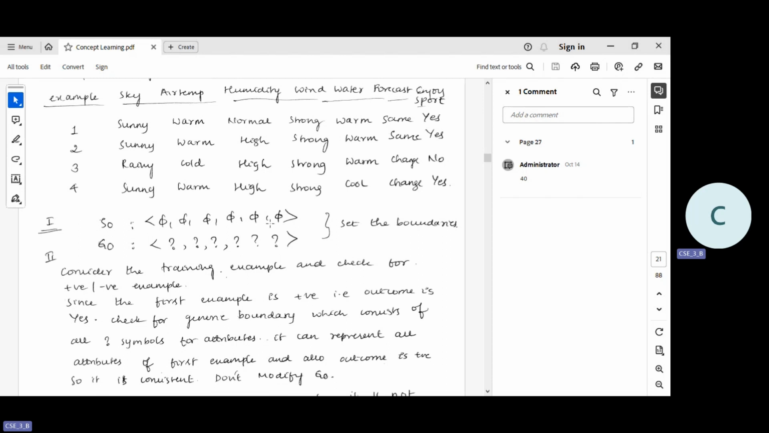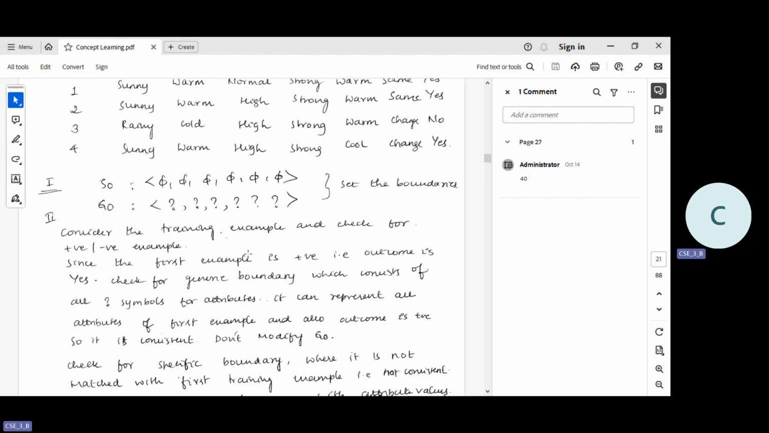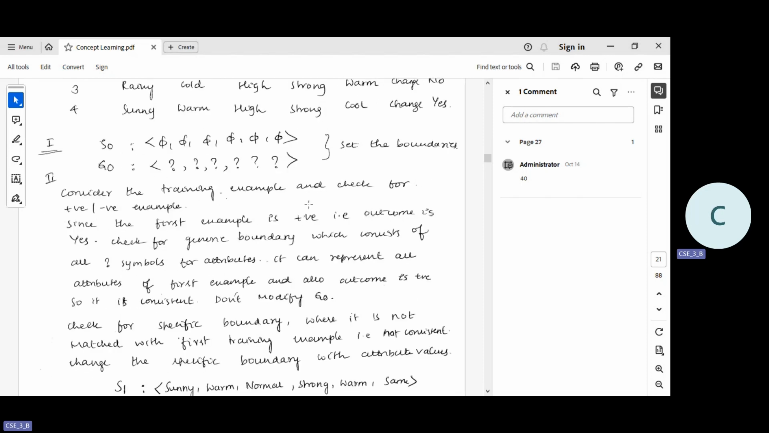And then similarly, comma separated. Similarly, the general boundary comprises 6 question mark symbols. The question mark represents that it can be replaced with any attribute value. So next, we check the training example and check whether it is a positive or negative example.